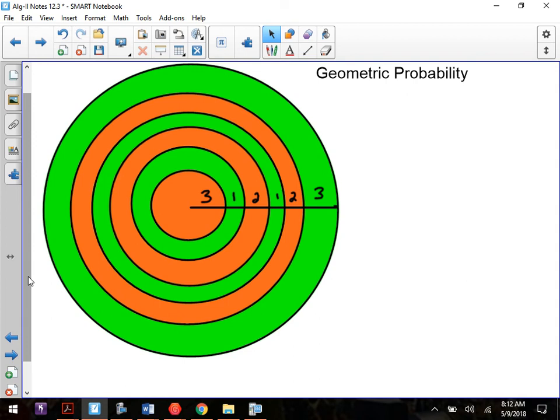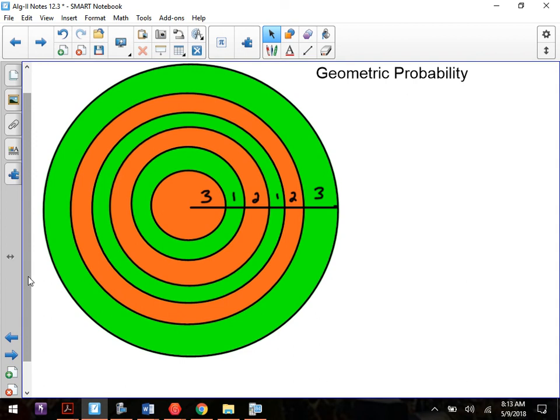Anyway, so if you're finding geometric probability, you're talking about finding the favorable area divided by the total area. But, so let's say I want to land in the bullseye. How do you find the area of a circle? Pi r squared. Good. So if the radius is 3, what's the area of the circle? 9 pi. Very good.